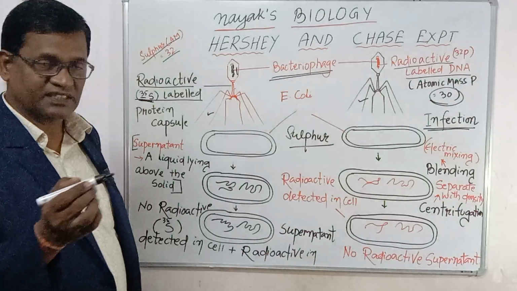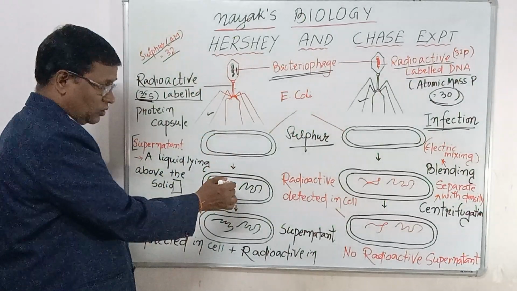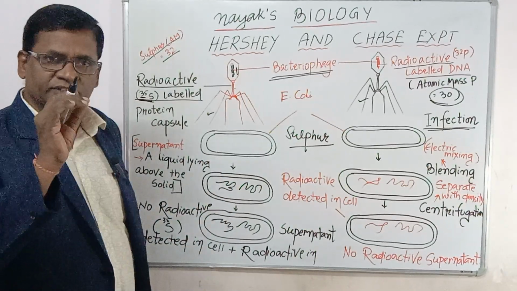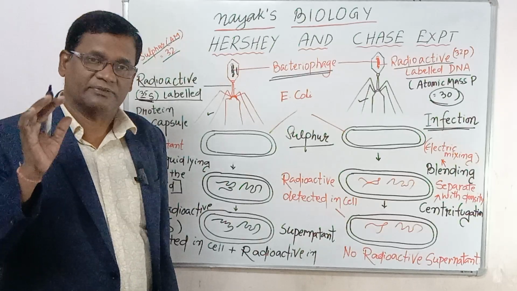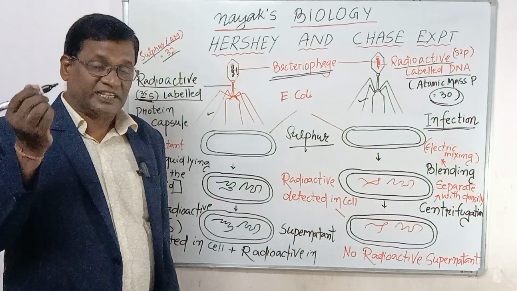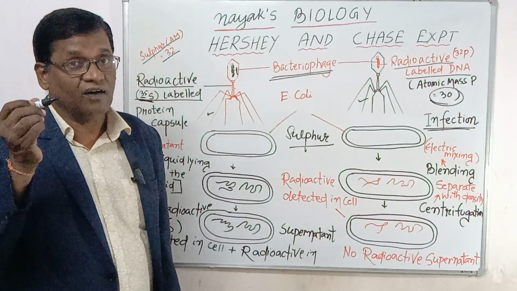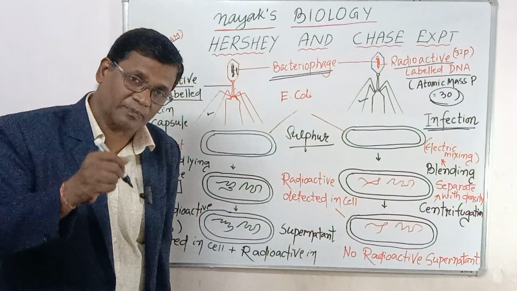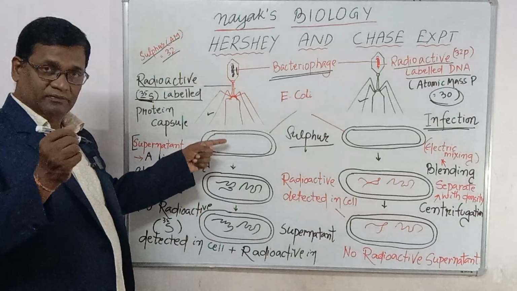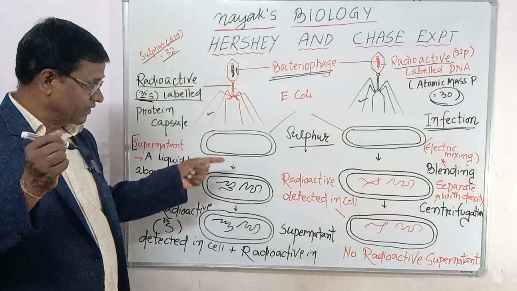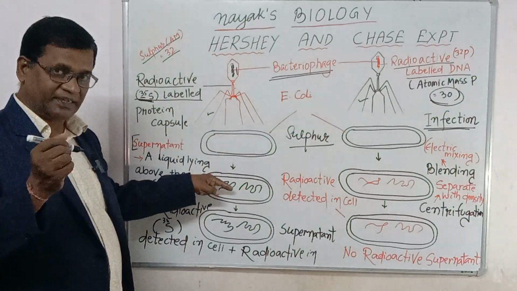What is the meaning of infection? When any microorganism inserts its genetic material into another organism, that is called infection. In simple terms, suppose a person is infected by the HIV virus. The whole HIV virus does not enter our body; only the genetic material of the HIV virus enters our body. Like that, when the bacteriophage infects the E. coli bacteria, it inserts its genetic material there.